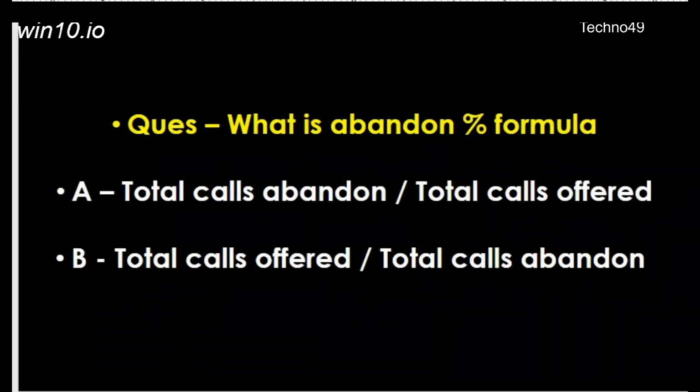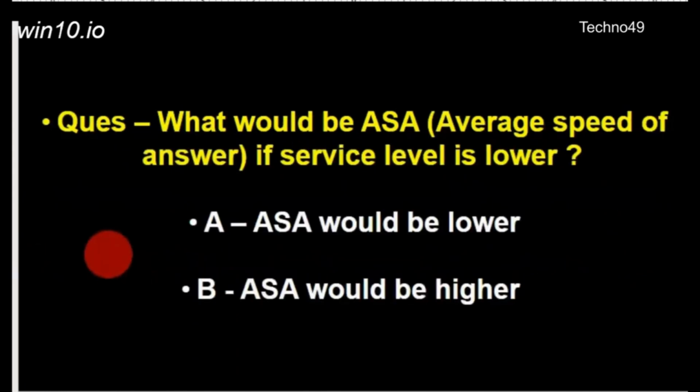What is the abandoned percentage formula? Option A, total calls abandoned divided by total calls offered. Option B, total calls offered divided by total calls abandoned. Please think for 5 seconds. And if you know the answer, please mention it in the comment section also. So the correct answer for this is that the abandoned percentage formula is option A, total calls abandoned divided by total calls offered.